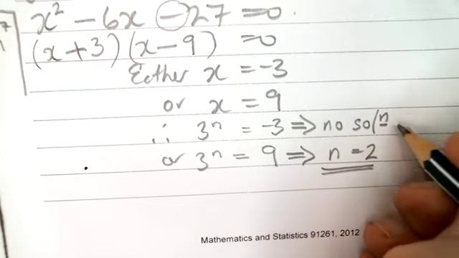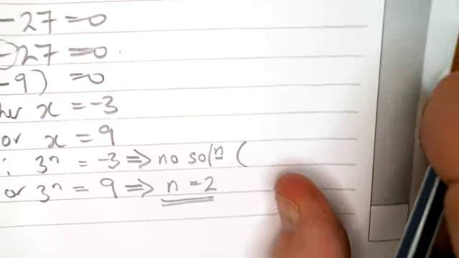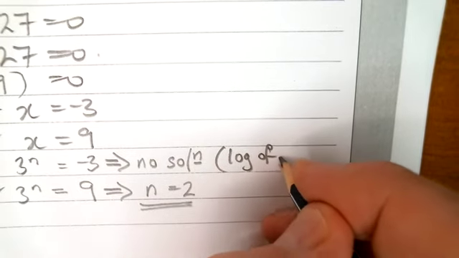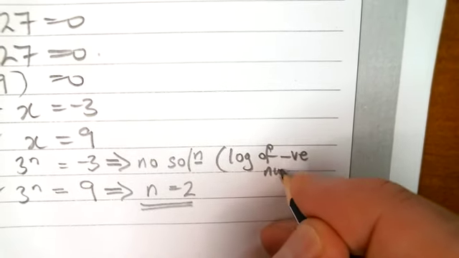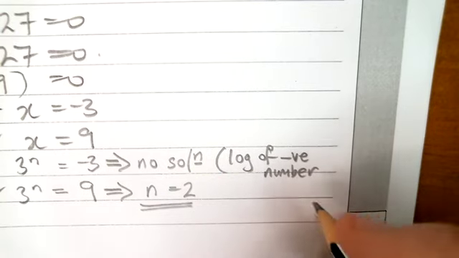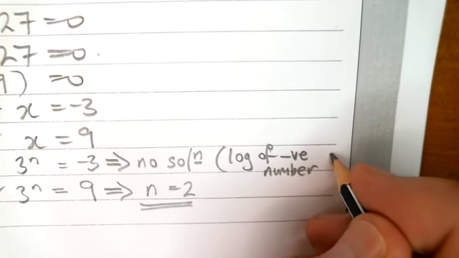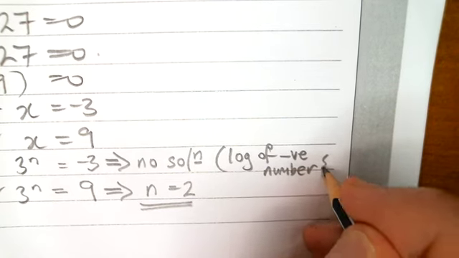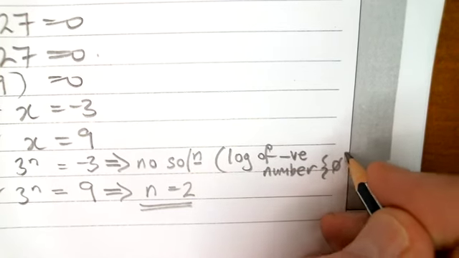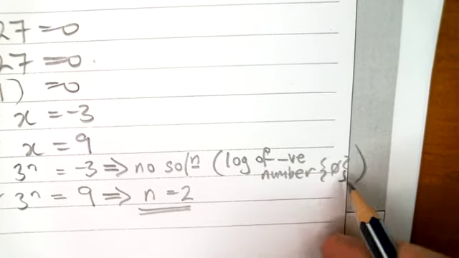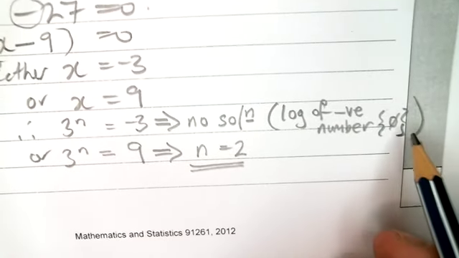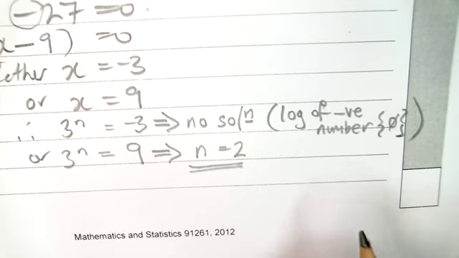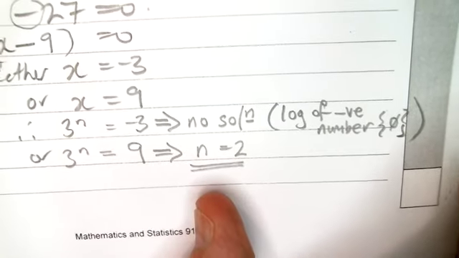The reason there's no solution is that you can't take the log of a negative number. I'll put a null set after that. There's not a solution. It's a null set. So I'm just going to put no solution, or you could just put that if you want.